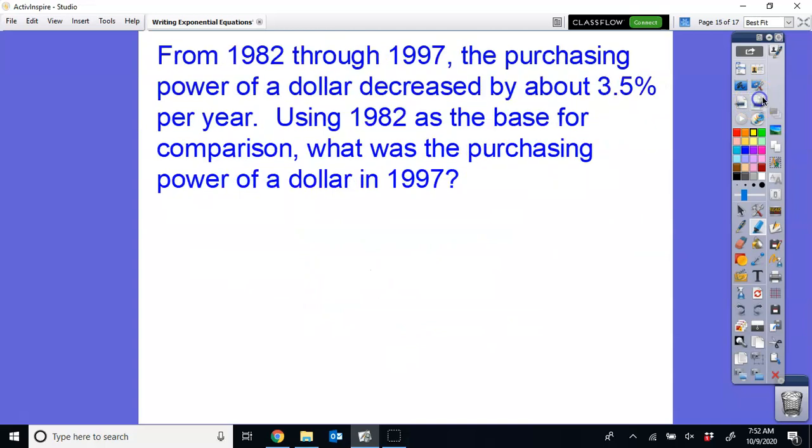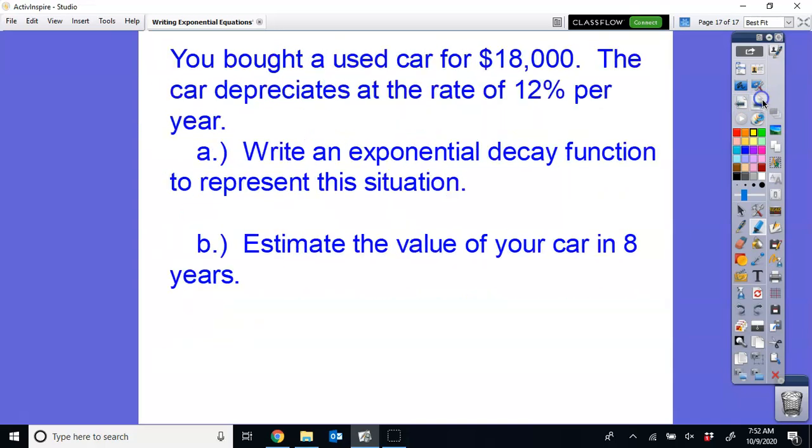So let me get to that example over here. You bought a used car for $18,000. The car depreciates, and you've probably heard this term, at the rate of 12% per year. This is what we're talking about, things that decrease by a percentage. So when we talk about that, that is going to be y equals 18,000, my beginning amount, times 1 minus 0.12. I got to move my decimal place 2 places, remember, raised to the t.